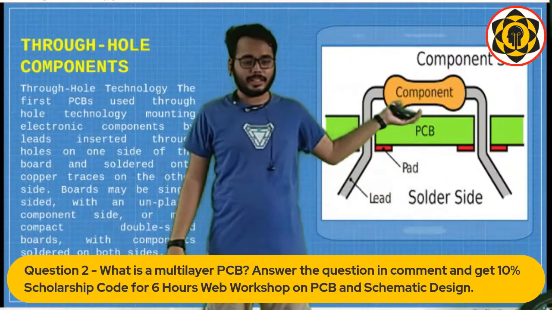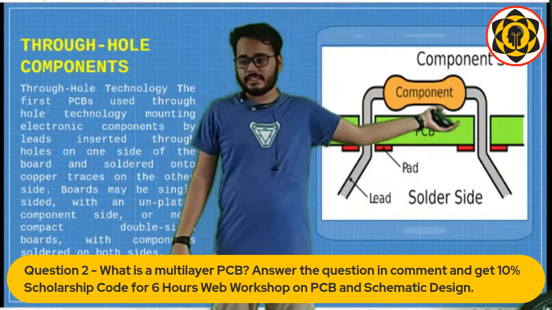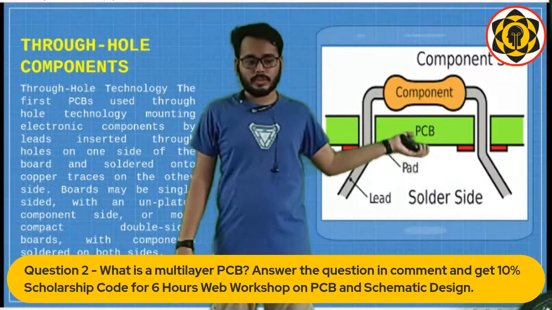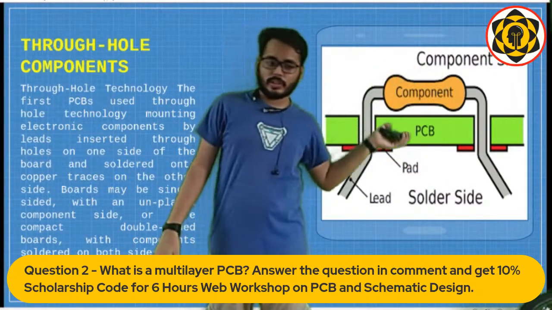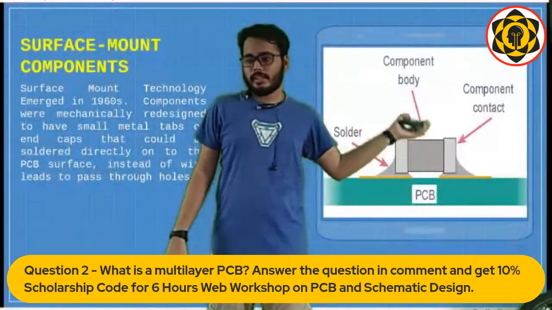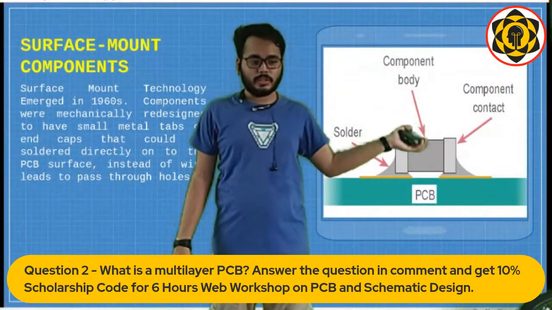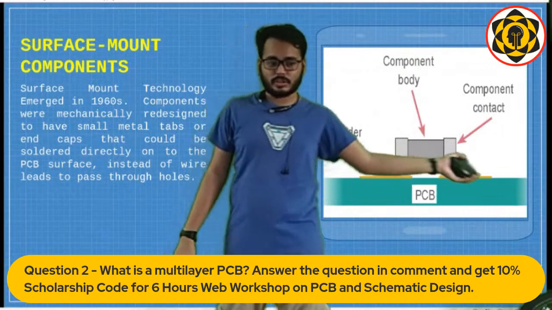So this is the component side and this is the solder side. As I told you guys, for the through-hole component, you place the component on one side and then solder it on the opposite side. Next is the surface mount component. As I already told you guys, it works on this solder pad technology.